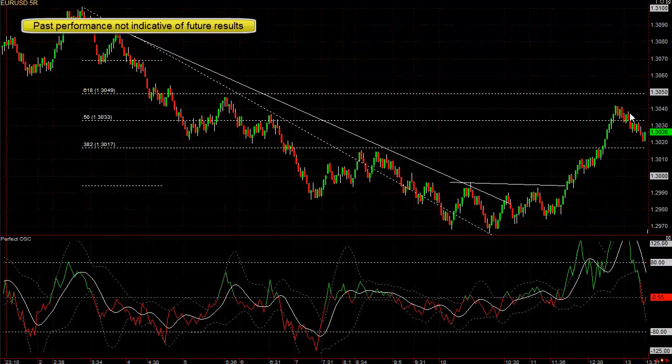And you can see, that counter trend trade, you would have been probably short somewhere between 32 and 35. You're up 10 pips.